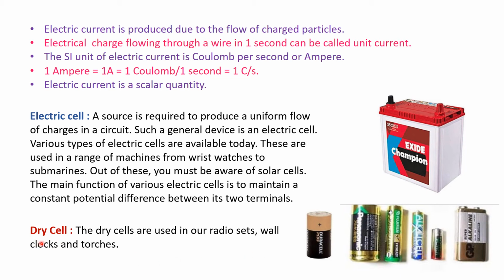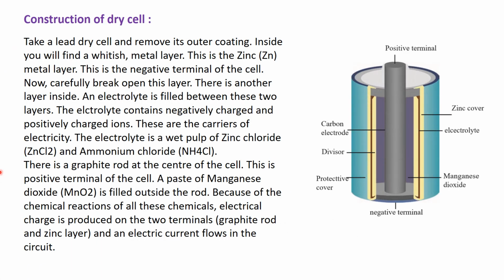Now we'll see about the dry cell. Dry cells are used in our radio sets, wall clocks and torches. Now we'll study the construction of the dry cell, how it is constructed. Take a dry cell, any expired one, and remove its outer covering.